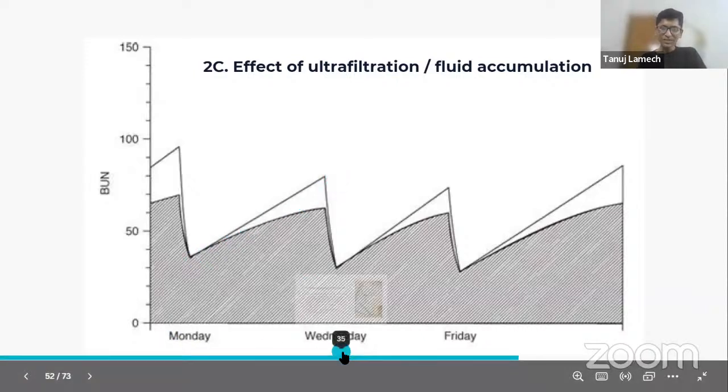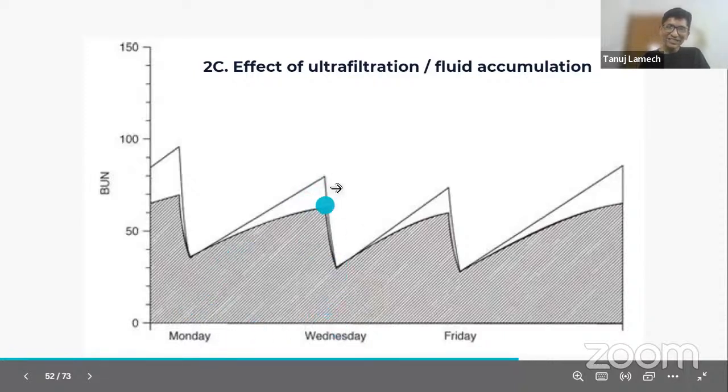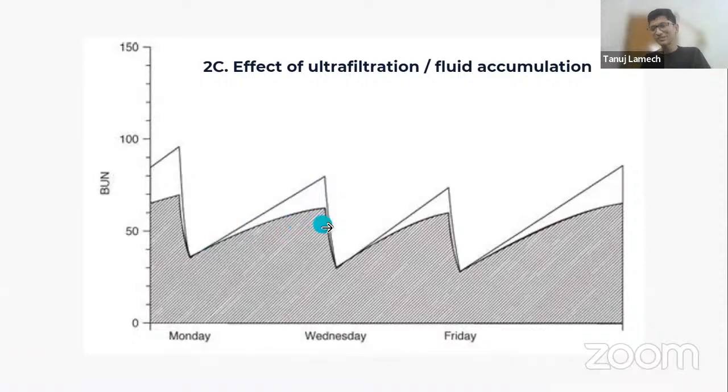But between Monday and Wednesday, you have now gained 3.5 liters of fluid. So that 3.5 liters actually dilutes your urea, so it comes down a little bit. That's why the curve is slightly sloping upwards and it's not reaching the peak which you expected it to be. So simply gaining weight actually dilutes the amount of urea in your blood, so your BUN artificially comes down.